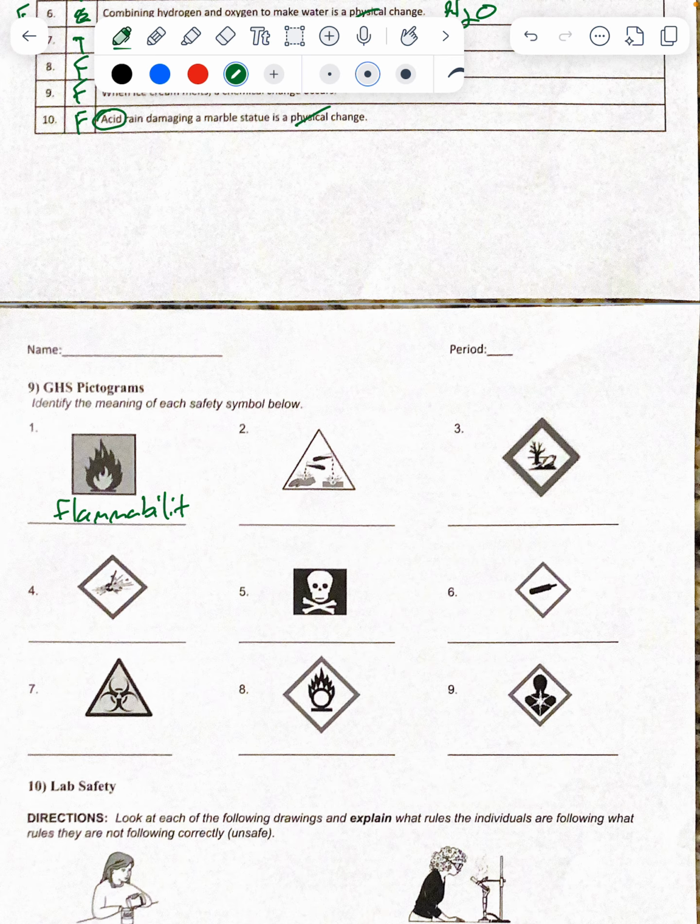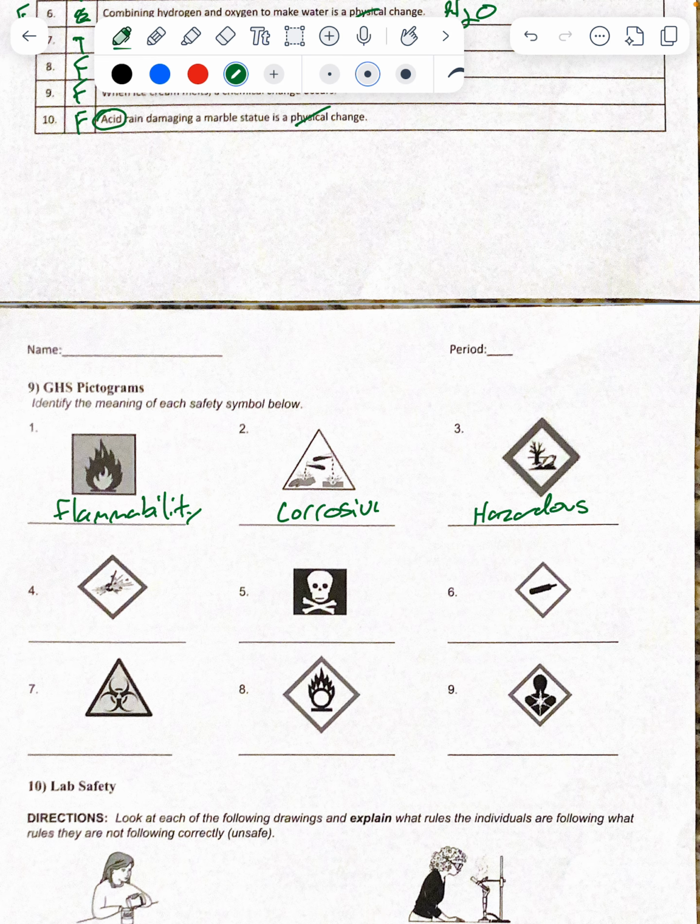Okay, how well does it react, or how well does it burn? You see the little symbol where something is being poured on a hand or metal and it's going away. That means it's corrosive. If you see a dead tree and a dead fish, that means it's hazardous to the environment.